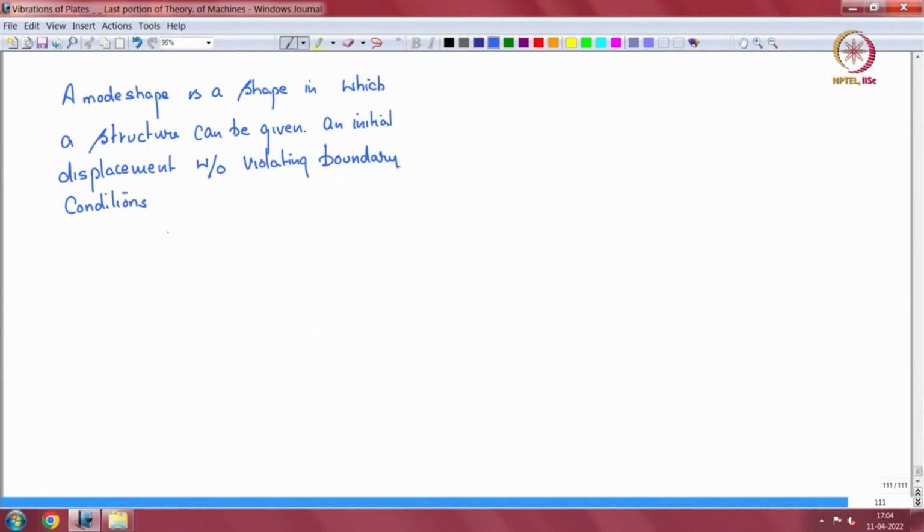That means what? If I have a cantilever beam, I can put a finger here, deform it this way, and let it go. If I have a simply supported beam, and this is my first mode, I can deform it in that way at time t equal to 0 and let it go. So a mode shape is a shape in which a structure can be given an initial displacement without violating the boundary. I am not breaking the bond here; it is in accordance with the boundary conditions, with the constraints.